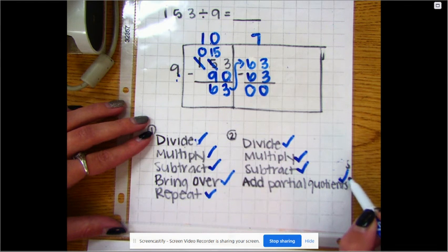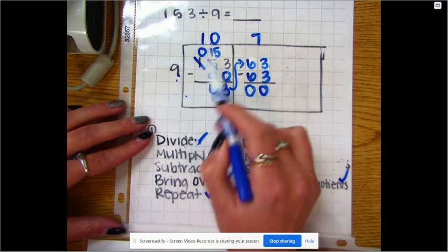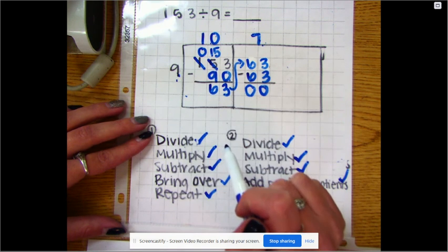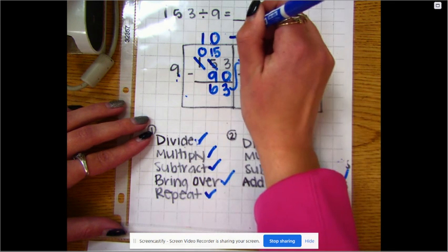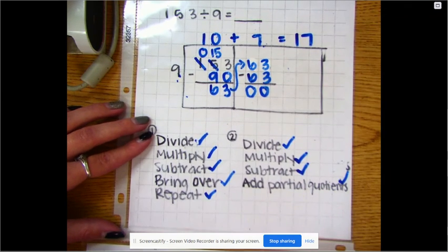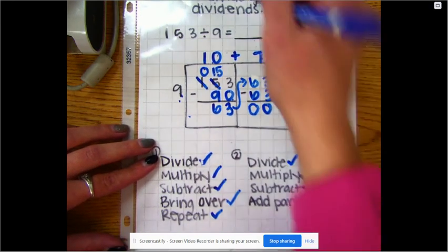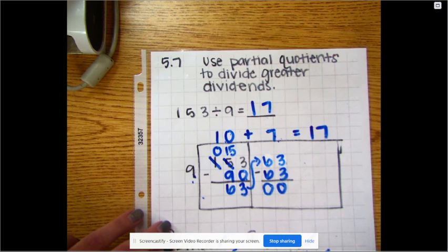We know that quotients go on top of the garage. When I talk about the garage, I'm talking about this box. These are my partial quotients. They're parts. They are what we broke apart to make this simpler. What do I do with these? Add them. 10 plus 7 equals 17. 153 divided by 9 equals the quotient 17. This was lesson 5.7, use partial quotients to divide greater dividends.